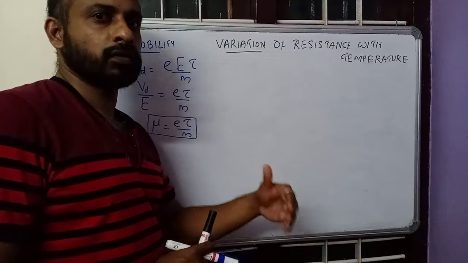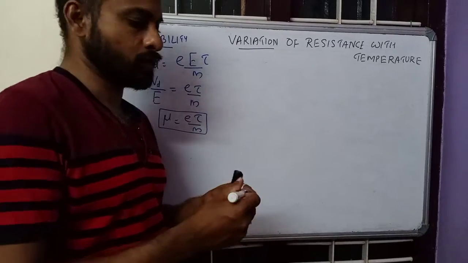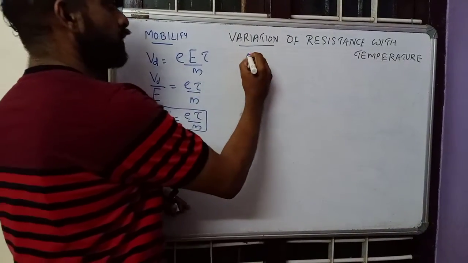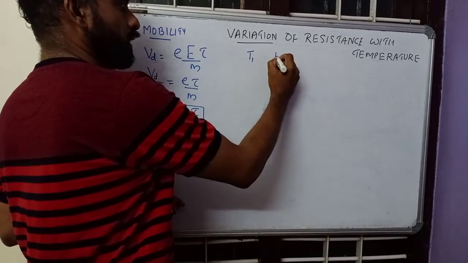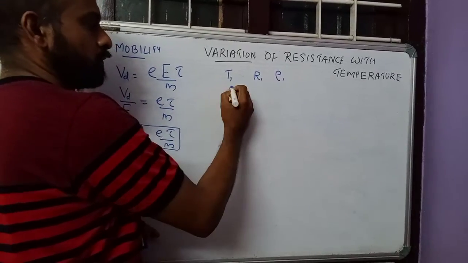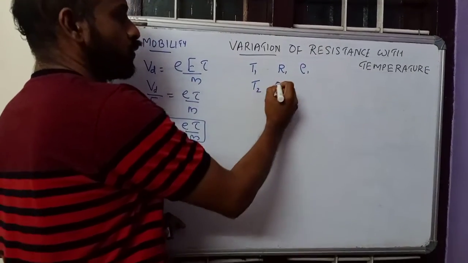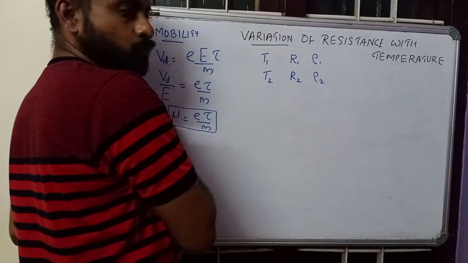Now we will see another topic: variation of resistance with the temperature. We will see how the resistance of a conductor varies when we increase or decrease the temperature. Suppose we have a conductor at temperature T1. At this temperature, let the resistance be R1 and let the resistivity be ρ1. At another temperature T2, the resistance is R2 and resistivity is ρ2.